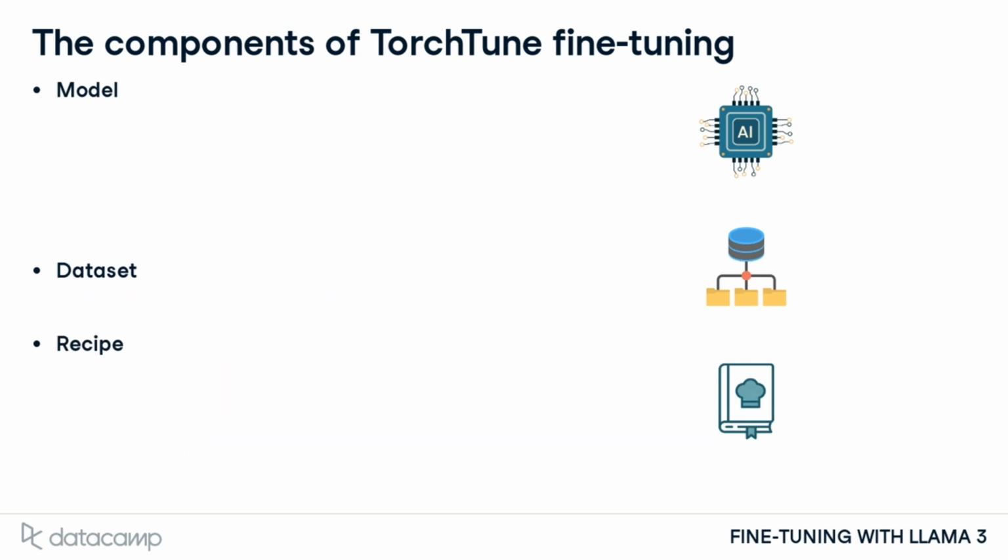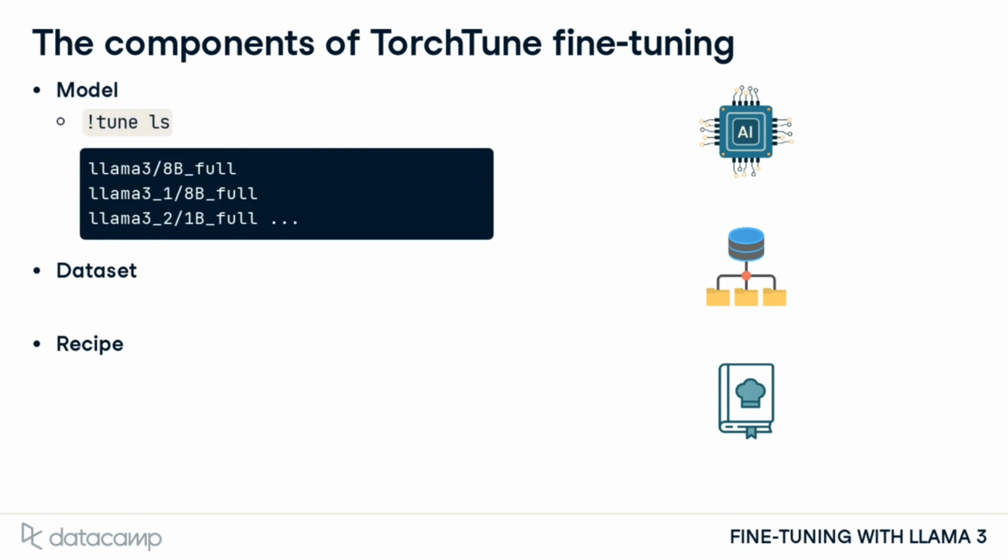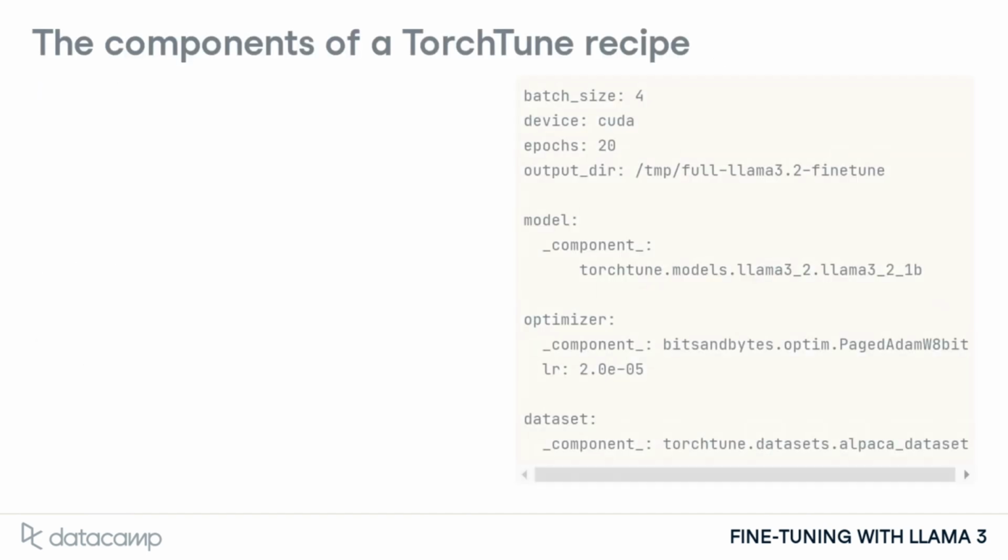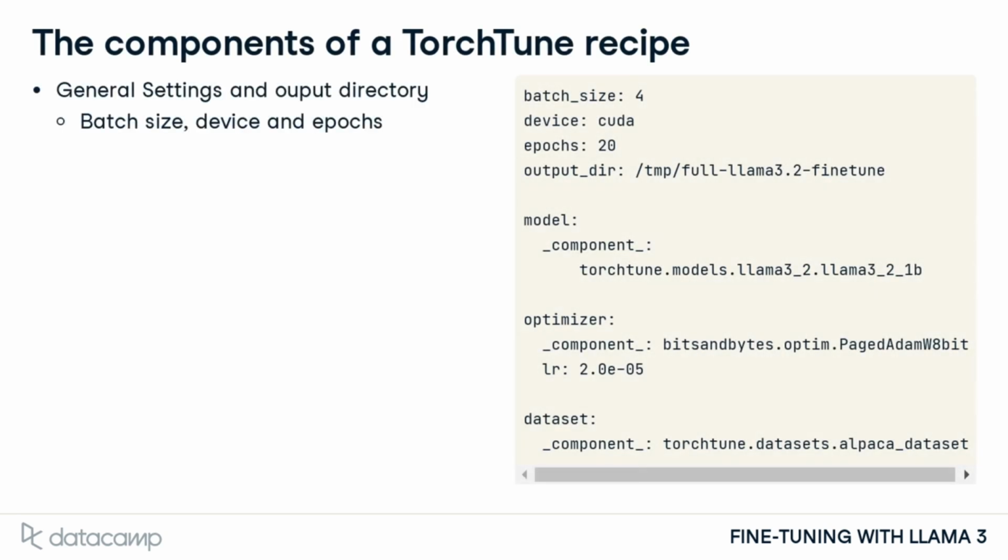We've seen how to make our model selection by listing the available models using TuneLS. We've also explored how to prepare datasets to best fit our use cases. Now, let's explore how to set up a custom TorchTune recipe. TorchTune recipes are written as YAML files. Here, the batch size has been set to 4 to ensure efficient use of memory during training on the GPU device, which is specified as CUDA, and the model will train for 20 epochs.